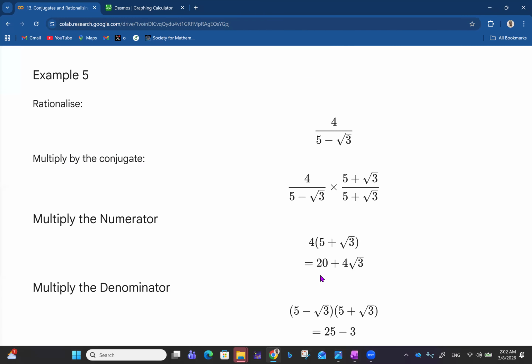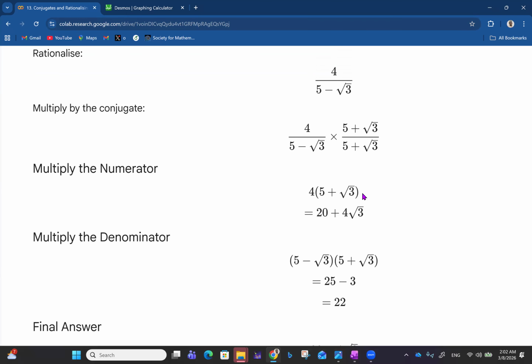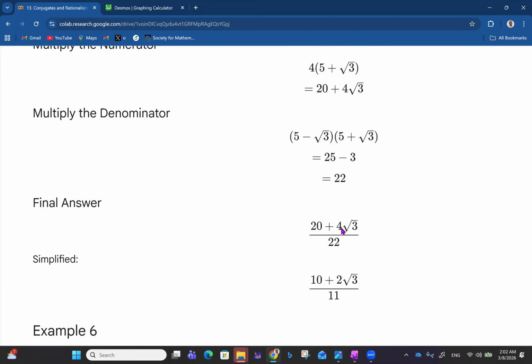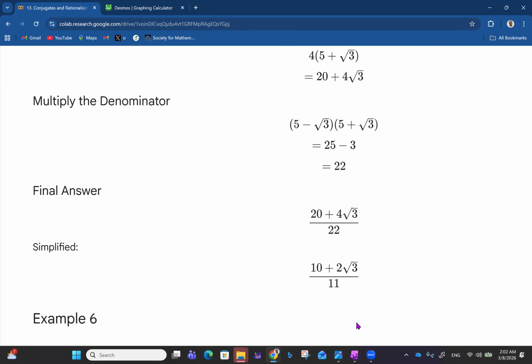So 4 times 5 plus root 3 is 4 times 5, 20, plus 4 root 3. Then for the one down, you have 5 minus root 3 times 5 plus root 3. So that way 5 squared minus root 3 squared, which is 25 minus 3, which is 22. Overall, you have 20 plus 4 root 3 all over 22. Then you can divide, 2 is common here. So you have 2 into 10 plus 2 root 3 all over this. The 2 cancels 22, you have 11. So that's 10 plus 2 root 3 all over 11.